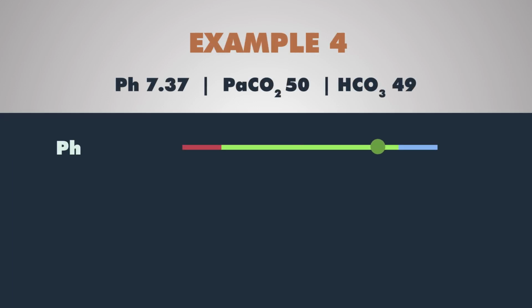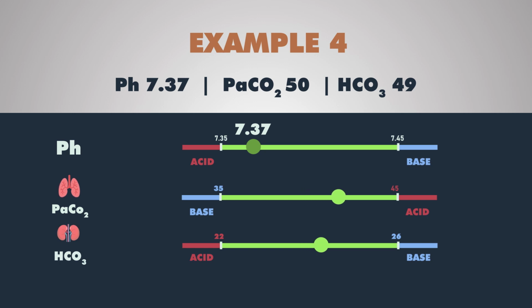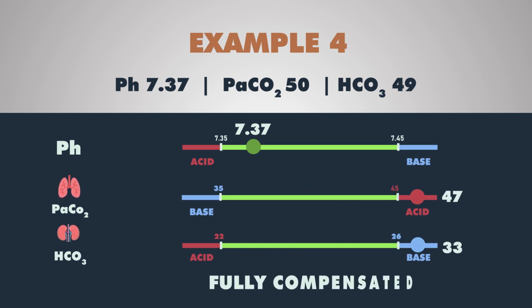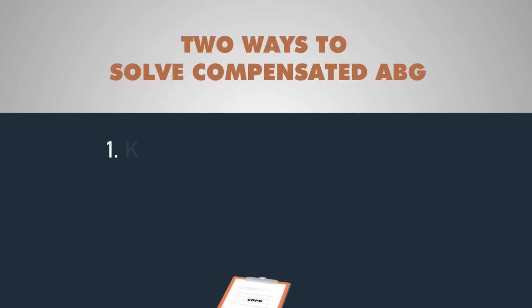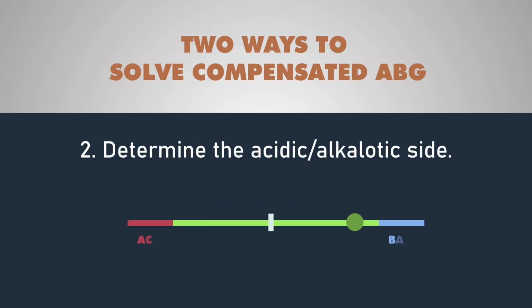In our last example, since the pH is in a normal range and the body compensated to bring the pH back to a normal level, this is a fully compensated ABG. And there are two ways to solve this problem. One is to know the patient's diagnosis. And number two, which we will focus on more, is the acidic and alkalotic side. Even though the pH is in a normal range, which side is it closer to, acidic or alkalotic?